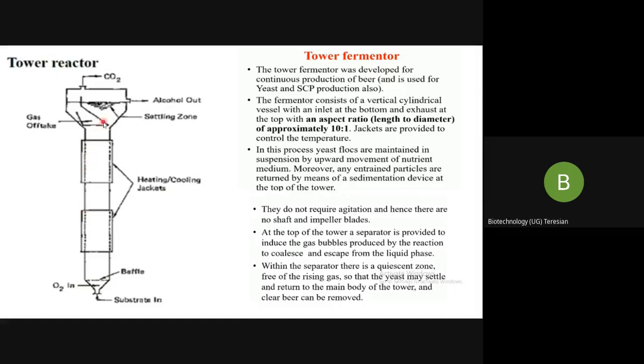And then we have a settling zone. In this settling zone, all your yeast flocs get settled so that you can remove only the alcohol out. And this is fermentation, right? So carbon dioxide is produced, which can be removed from this outlet. The substrates are added from here and you get your product from here. That is all about the tower fermenter.